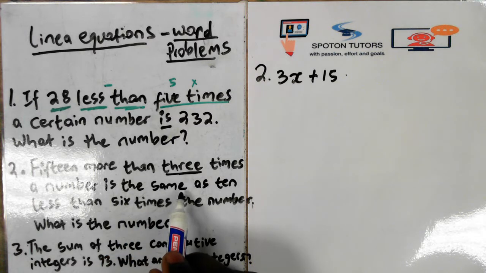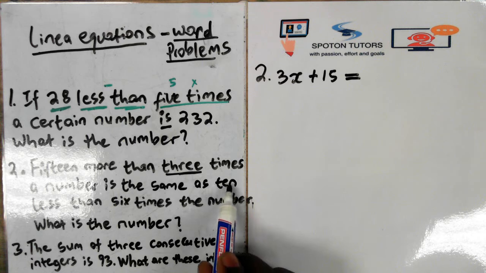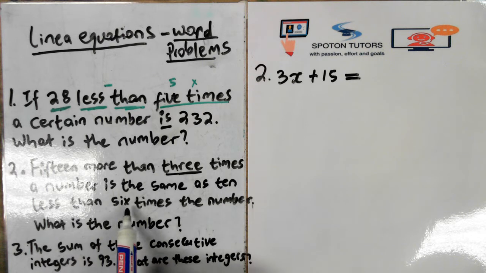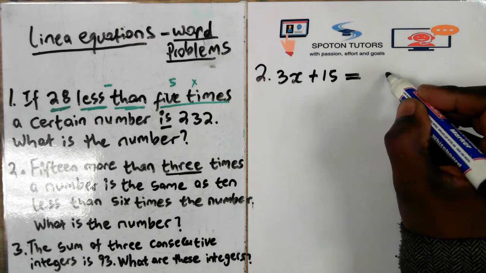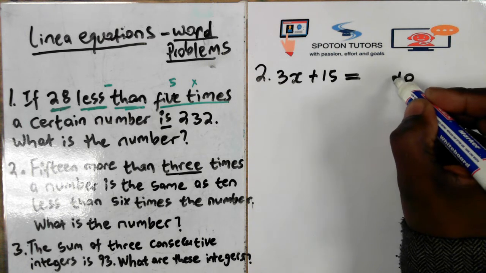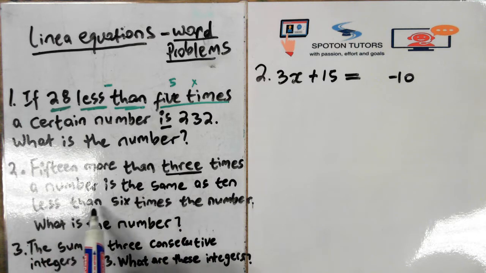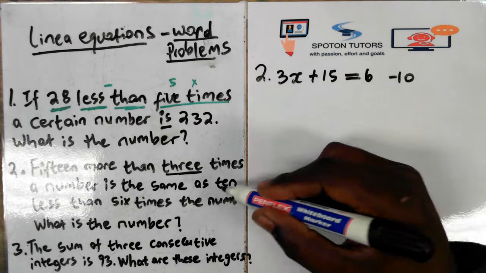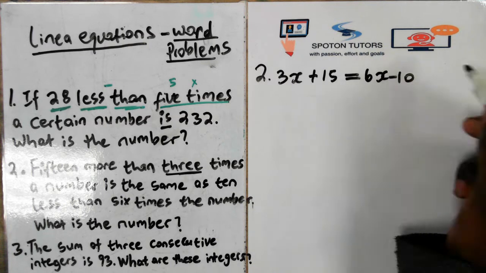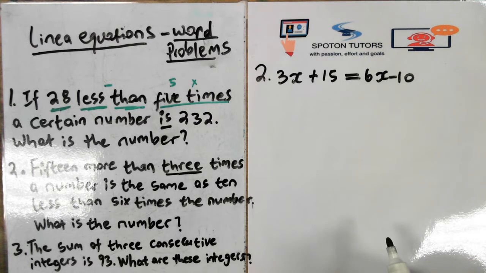Is the same as 10 less than 6 times the number. So 15 more than 3 times the number is 10 less than 6 times the number, 6x. So we're solving for x here.